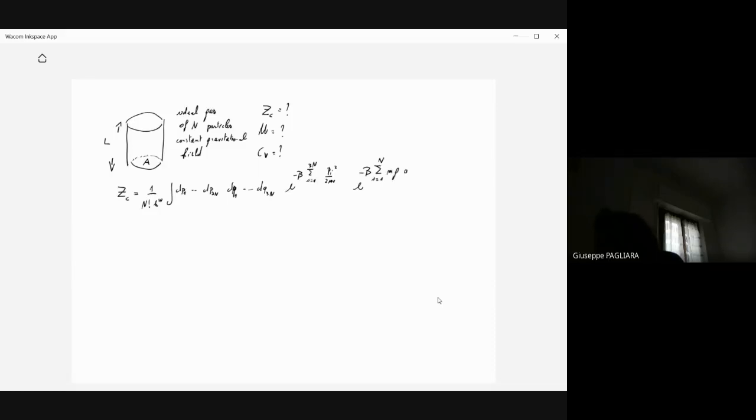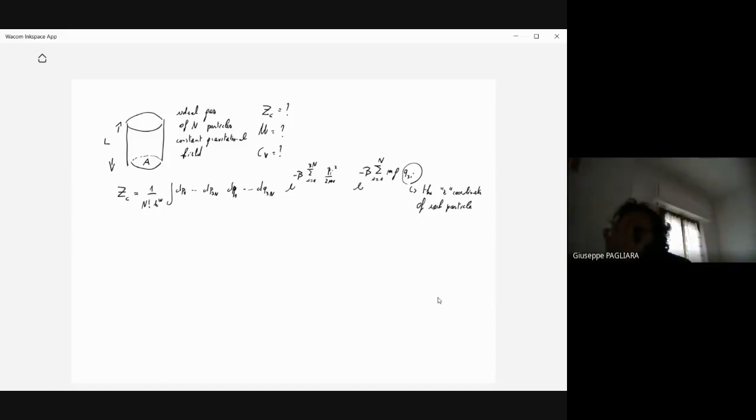And let me indicate with q3i the z coordinate of each particle. So let's say that 3 reminds me that I have just the Z component, and i is an index which runs over all the particles.